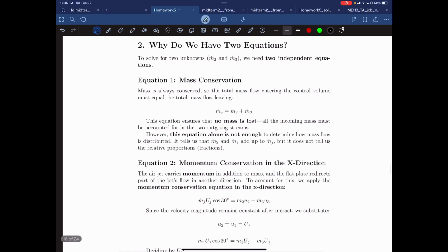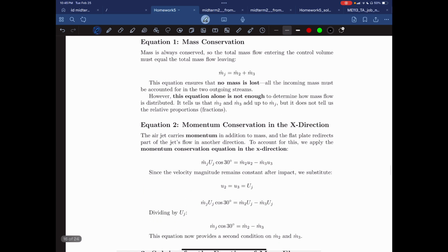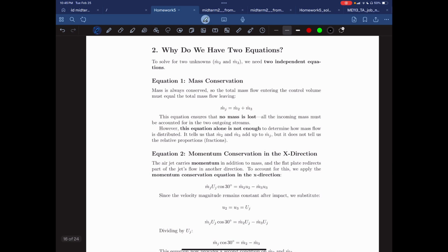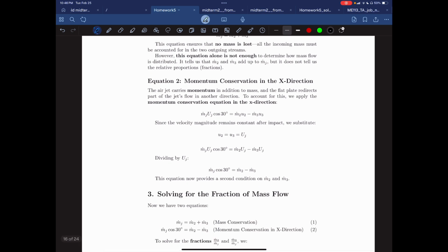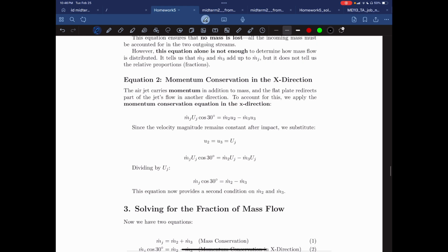And then I show more steps. You will use 2 principles, the mass conservation and the momentum conservation in the x direction. So we know that the total mass flow entering the control volume must equal the total mass flow leaving. So mj is equal to the sum of m2 and m3. But it's not alone enough to determine how much mass flow is distributed. We know that it adds up to mj, but it does not tell us the relative proportions or fractions.